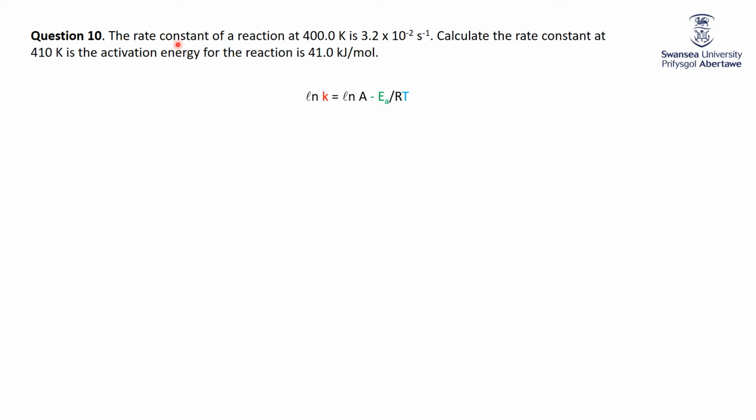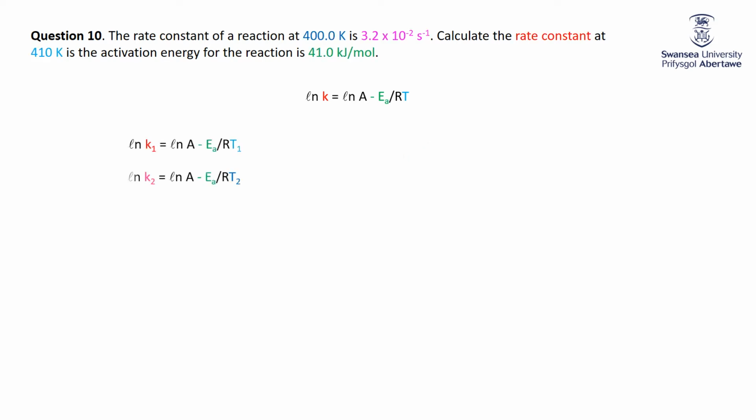Okay, so anyway, we've got rate constant at a temperature is this. So we know K, we know the temperature. Calculate the rate constant at a different temperature. So we need a different rate constant for the different temperature given the activation energy. Now what we could do is say, okay, I know the temperature at 400, I know K, I know the activation energy. Put all that in and calculate A, and then I know A and the activation energy, so I can calculate K at this new temperature. The more elegant way to do it is via simultaneous equations.